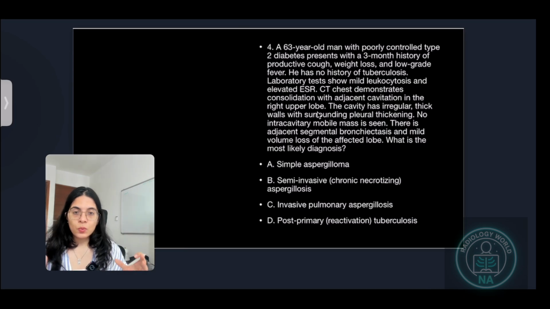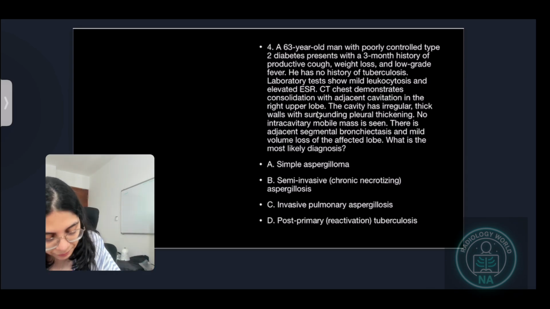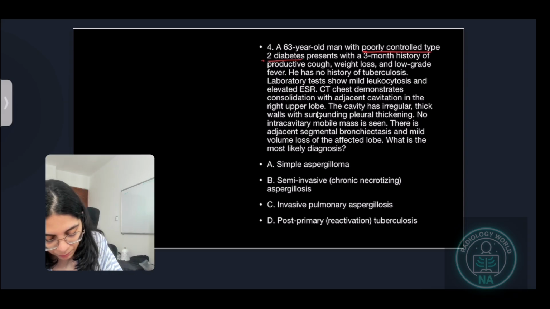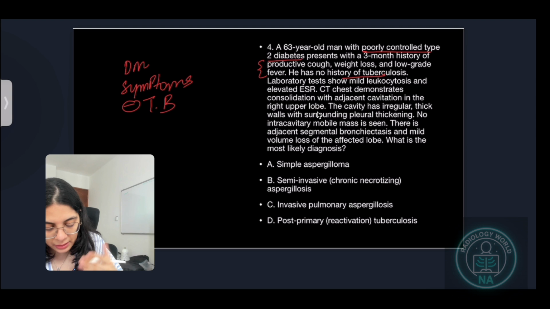Moving towards our next question, this is a little big question, so we'll break it down for you. A 63-year-old man with poorly controlled type 2 diabetes presents with a 3-month history of productive cough, weight loss and low-grade fever. Okay, so here you have some particular history. The patient has diabetes, symptoms are present, and there is no history of TB. Laboratory tests show mild leukocytosis and elevated ESR. So this indicates that there is some current infection going on.